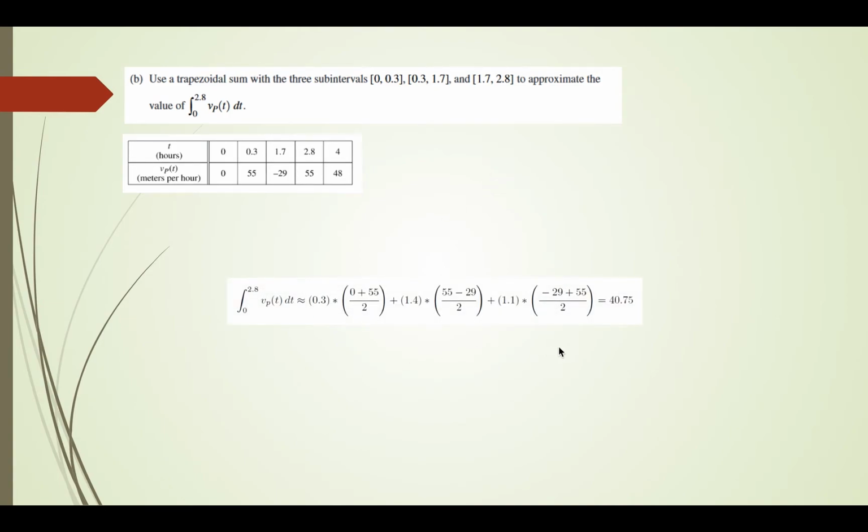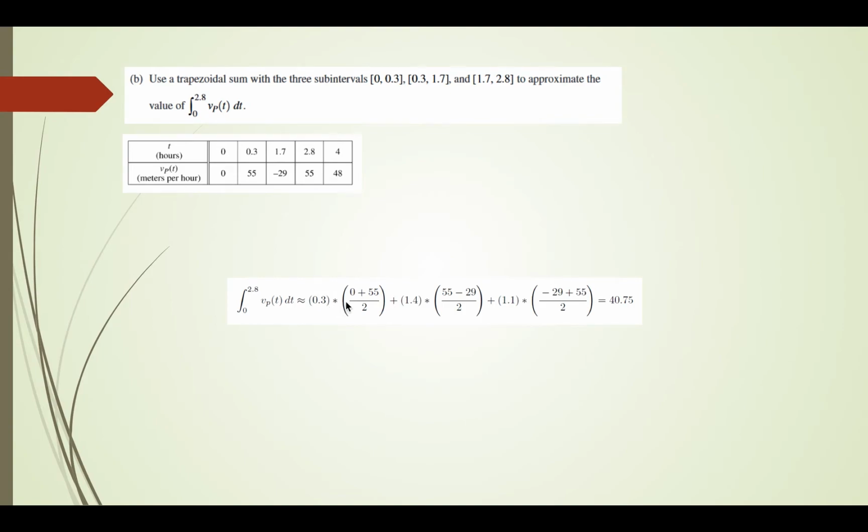But here's what the work on your paper should look like. I'm rewriting the question, the prompt that they gave me. I'm using correct notation. Please don't forget your D of t. And I'm saying that this integral is approximately equal to this work because, again, we're only approximating the integral. We aren't finding the exact value of it. And so this number here, the 0.3, that is the distance from 0 to 0.3, which we get just by subtracting. So 0.3 minus 0 equals 0.3.